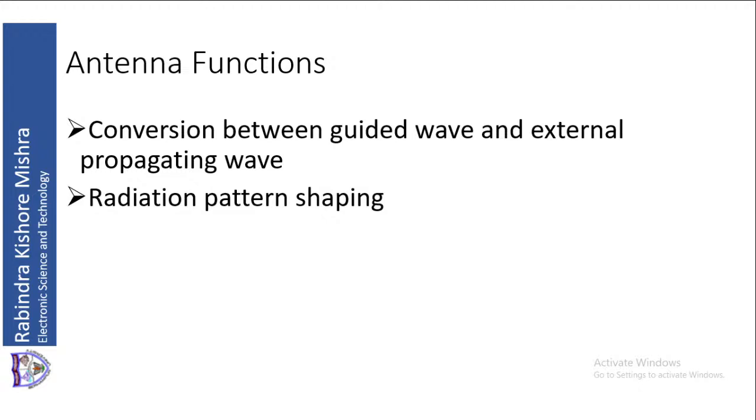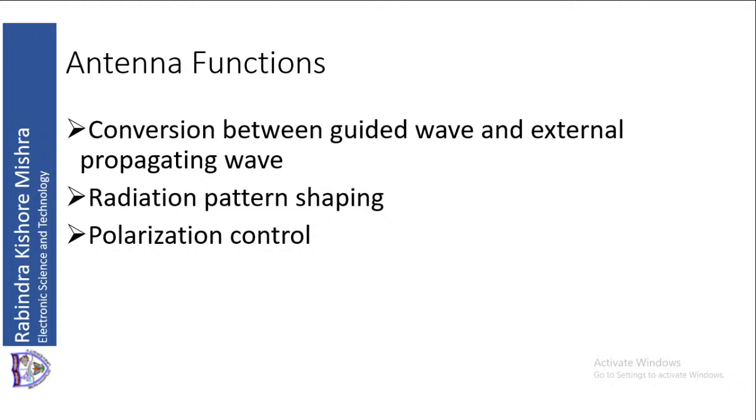So the radiation pattern is to be set in a particular direction, so that the radiation occurs in a particular region or space. Then, control of the polarization of the electromagnetic field that is being radiated.